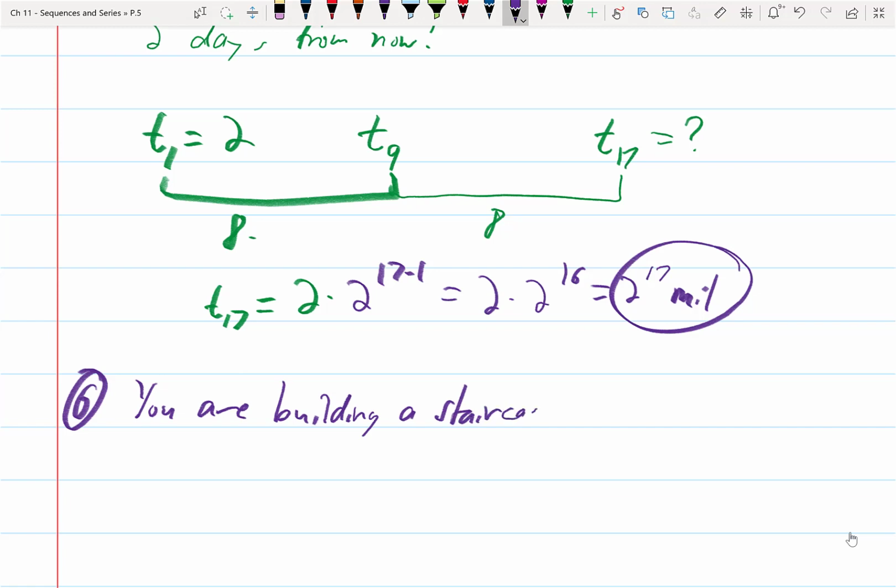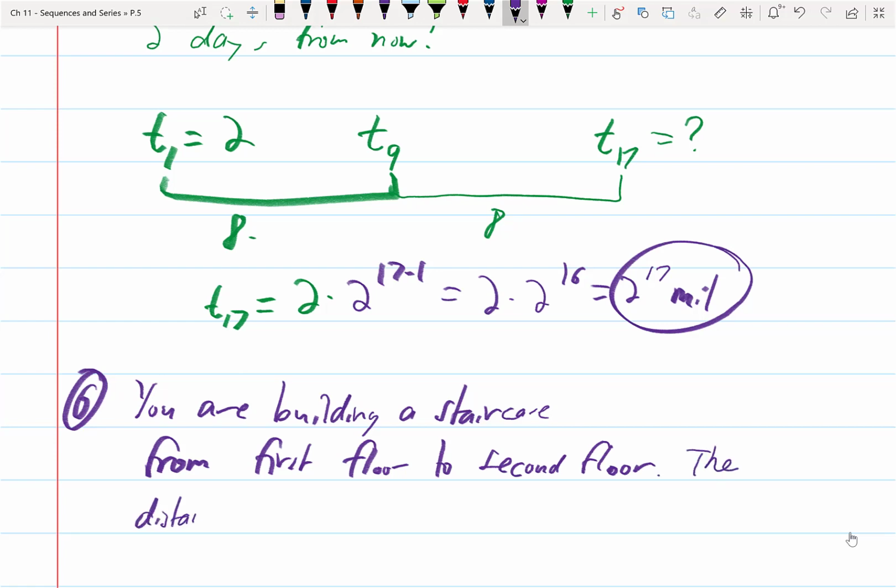You're building a staircase. From the first floor to the second floor of a building. The distance between floors is, we're going to make it wellness center size. We'll go 5.1 meters.